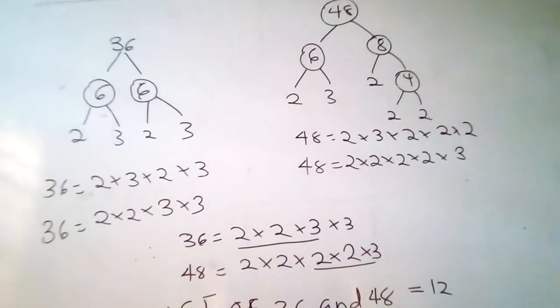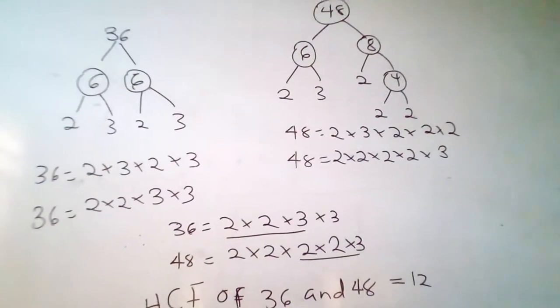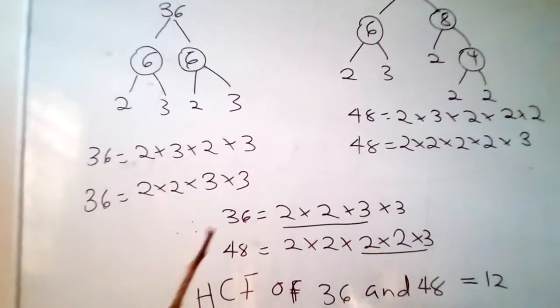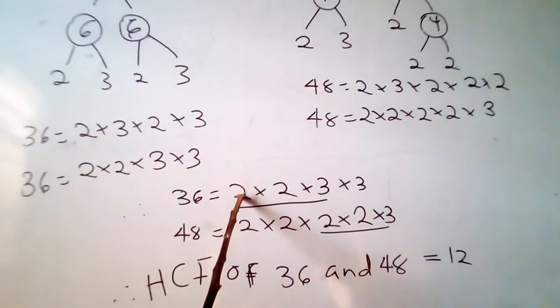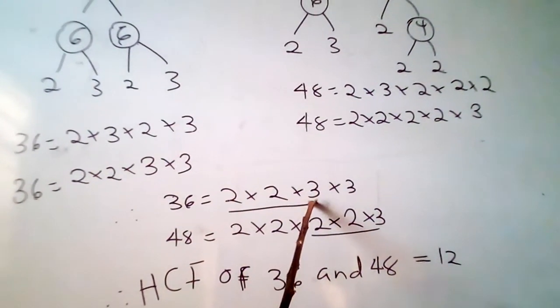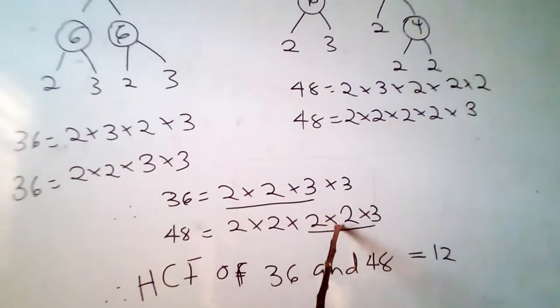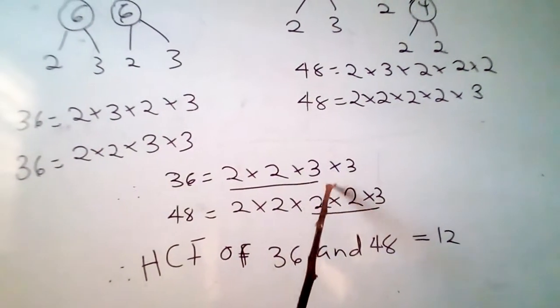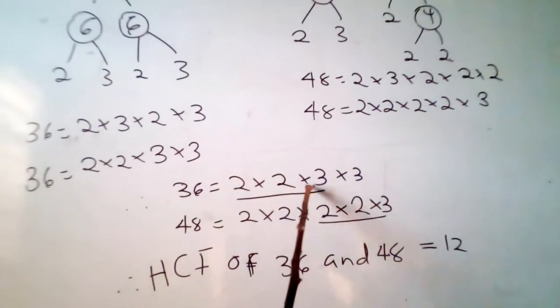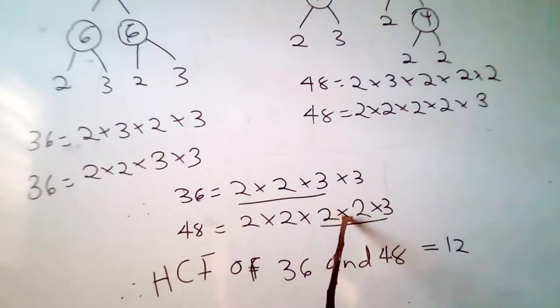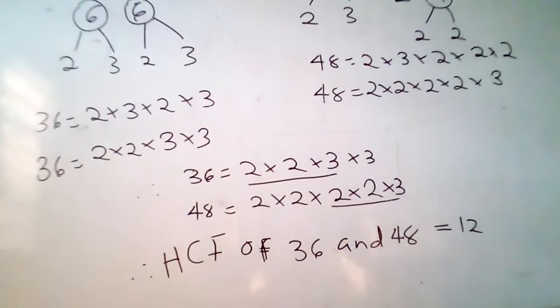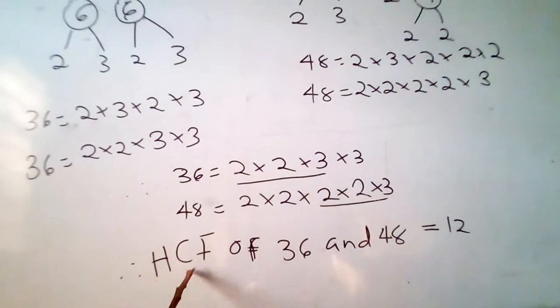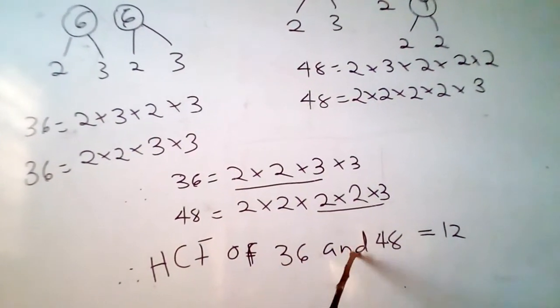Now, you underline the common factors in each product. So for 36 and 48, the common factor is 2 times 2 times 3, and then 2 times 2 times 3. So the common factor is what? 2 times 2 times 3 here, and 2 times 2 times 3 here. And we take 1 out. So therefore, HCF of 36 and 48 is 12.